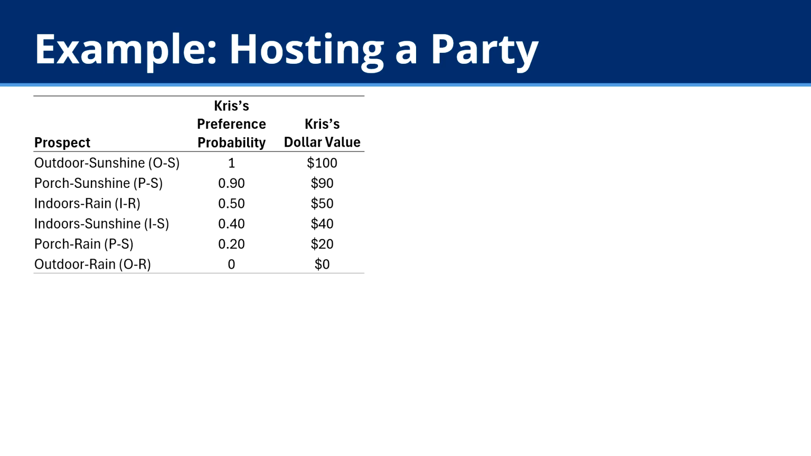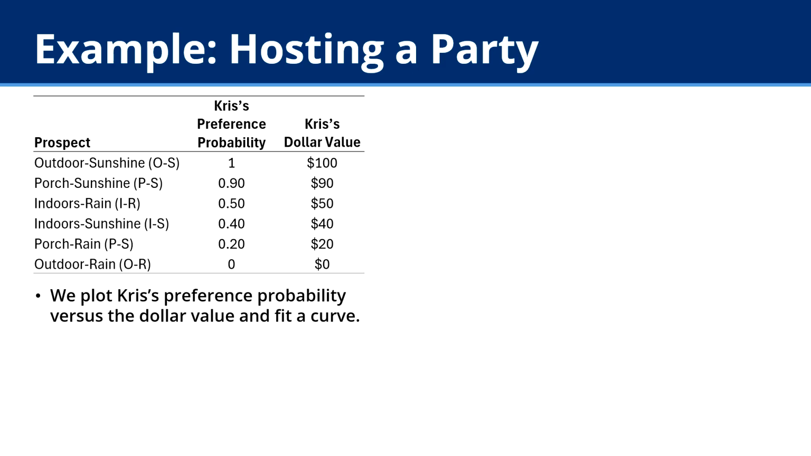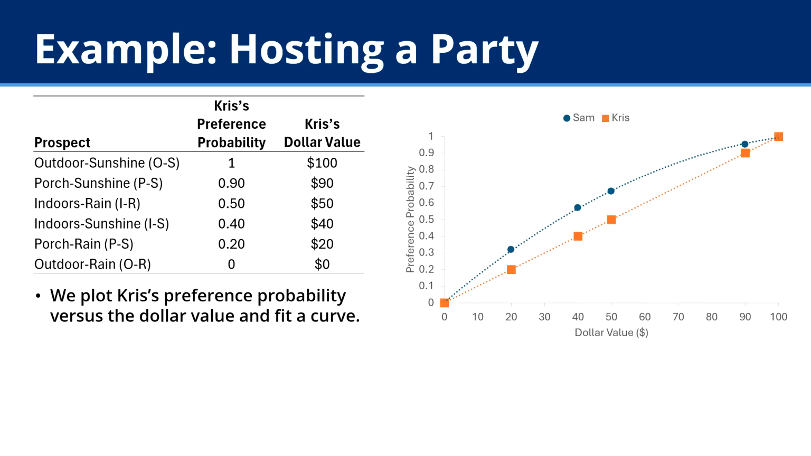If you look at Chris's preference probability and Chris's dollar value, the assumption here is that we've elicited these dollar values in the same way we did for Sam, and you can look at a detailed explanation in the previous presentation of how this process works using a set of lotteries. So we get this result, and we can plot Chris's preference probability versus the dollar value and fit a curve like we did in the past for Sam. And this is what the curve looks like. We've left Sam's curve there, and we have Chris's curve as well.